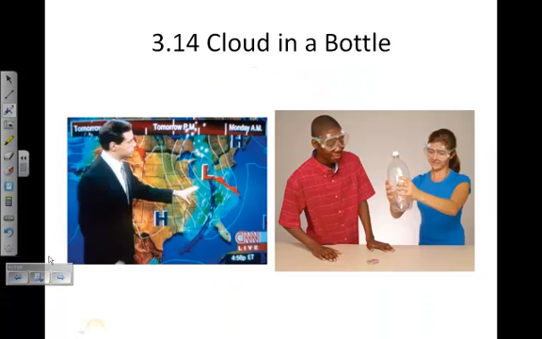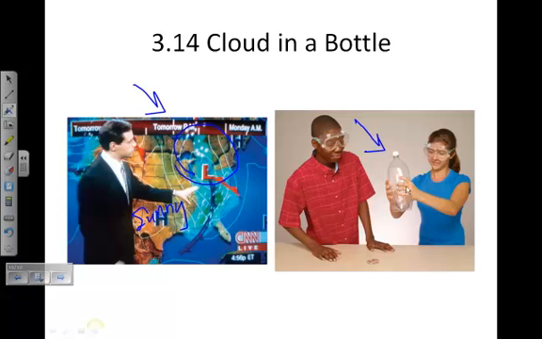Finally, cloud in a bottle. If you recall doing the experiment, you want to make connections with the experiment and the actual weather conditions. So you notice in this weather map that when you have low pressure, there is precipitation. That's when you get your snow and rain. When there's high pressure, it's sunny. So this makes sense with the cloud in the bottle, because when you squeezed it, you actually recreated high pressure.